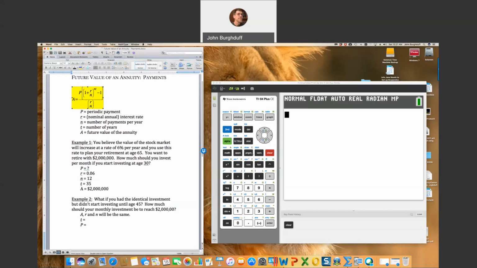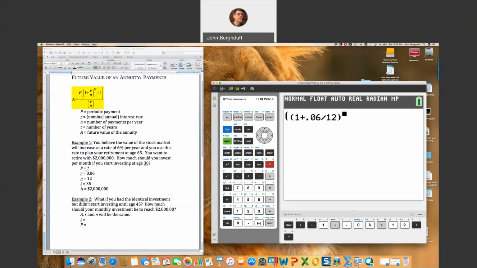Let's use our graphing calculator and calculate (1 plus r over n) to the nt, minus 1, divided by r over n. First of all, we're going to open a parentheses, and actually we need to open two parentheses. We're going to say 1 plus, the r is 0.06, divided by n, which is 12. That quantity is raised to the power n times t. To raise a quantity to a power, you use this button. It looks like a little hat that actually represents a caret.